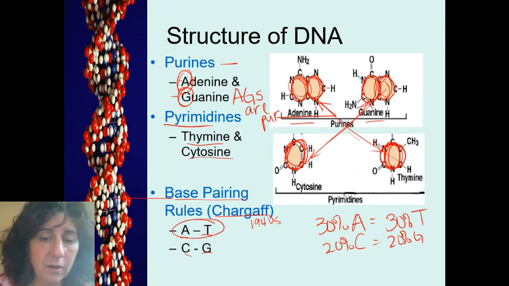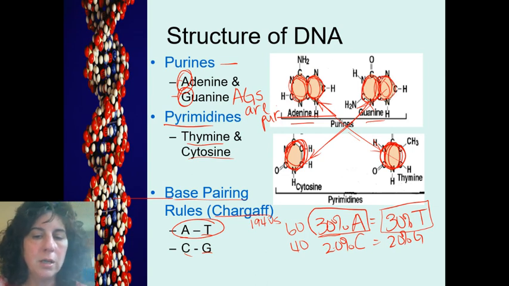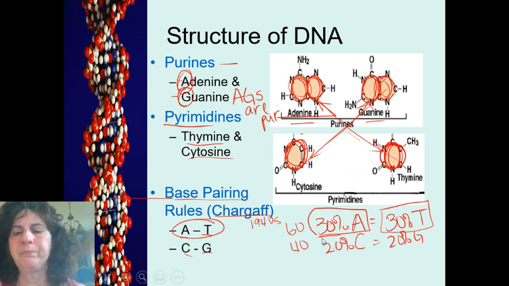By the way, you can always figure out how much of each one there is too. So if I tell you that there's 30% adenine, you automatically can figure out there's 30% thymine, right? Well, 30 and 30 is 60. Percentage-wise, that only leaves 40. And since these have to be equal, you divide that in half and you can get those two. So we can also determine quantities of each one.